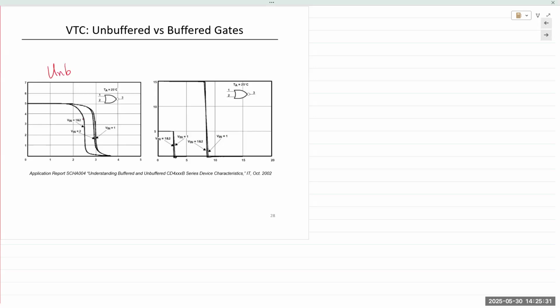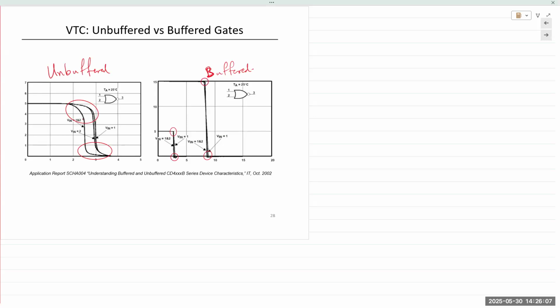This here is unbuffered, and this here is buffered. You can see here the transition between low to high and high to low. There is a slope, right? There's a slope in there for the unbuffered chips, and sharp transitions for the buffered ones.